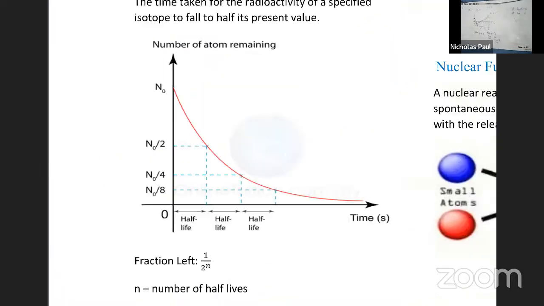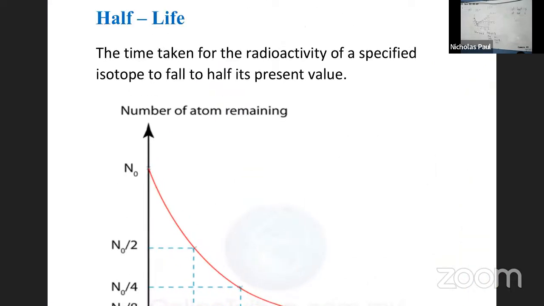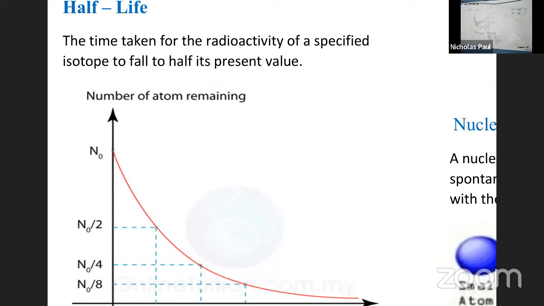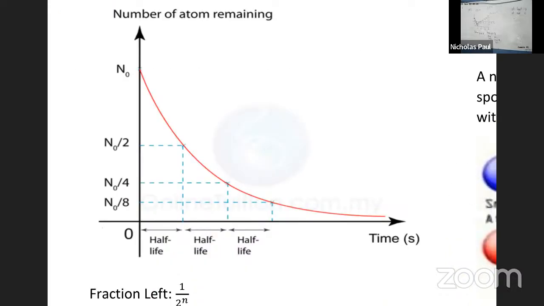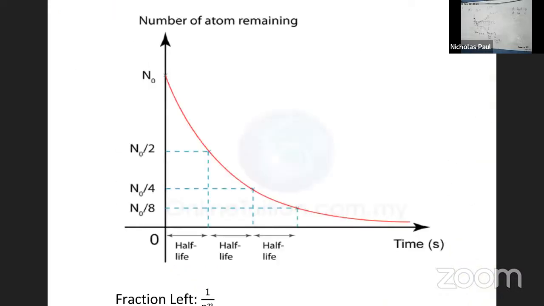A very special property of radioactive elements is called the half-life. The time it takes for a radioactive element to go to half of its present value is called the half-life. For example, let's say the initial mass is 200 grams, and it takes 2 days to experience its half-life. Then after 2 days, the new value is how much?